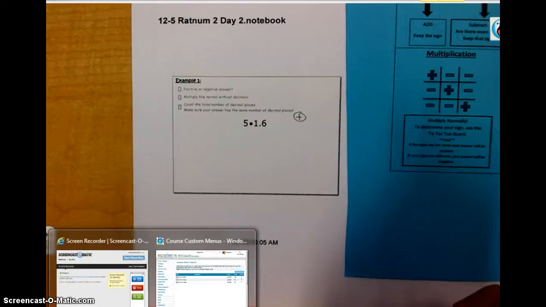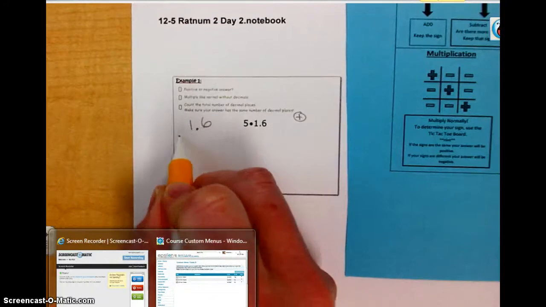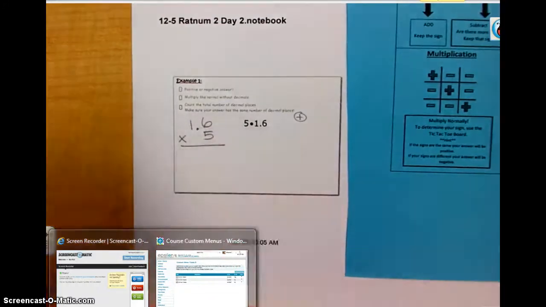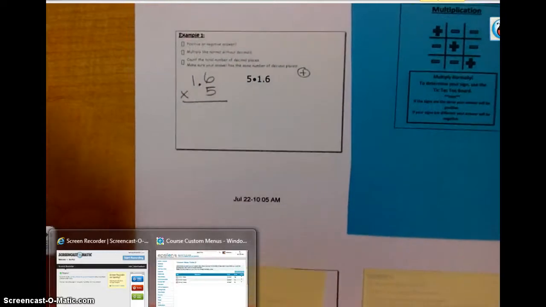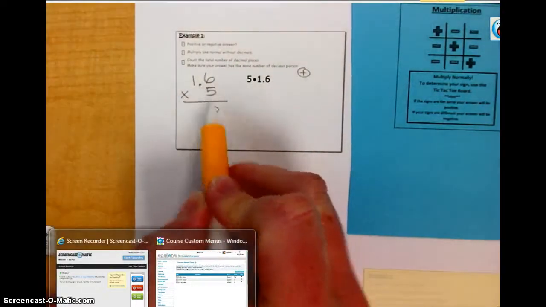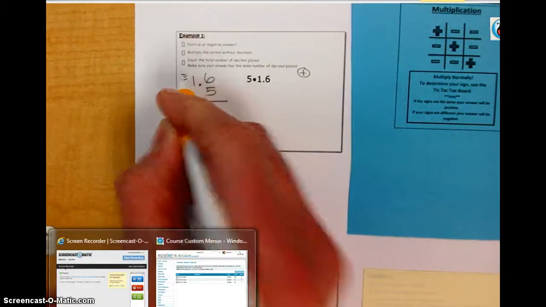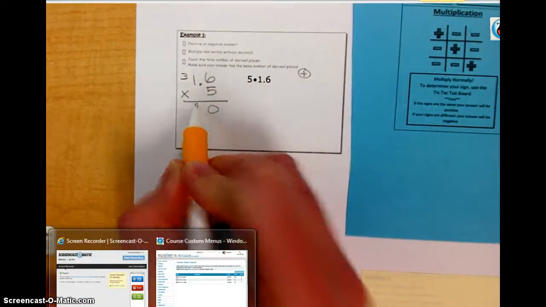We're going to multiply like normal as if we didn't have decimal points. So I'm going to put 1 6/10 on top times the whole number 5. I don't need to line up the decimals because when I'm done multiplying, I'm going to move my decimal point. 6 times 5 is 30, carry the 3, and 5 times 1 is 5, plus 3 is 8.